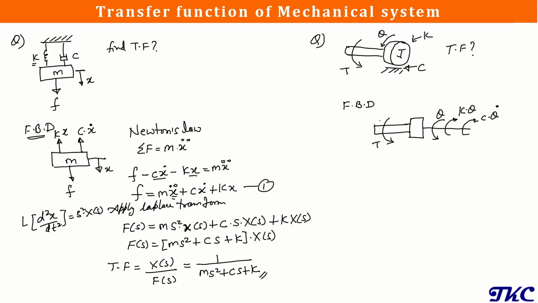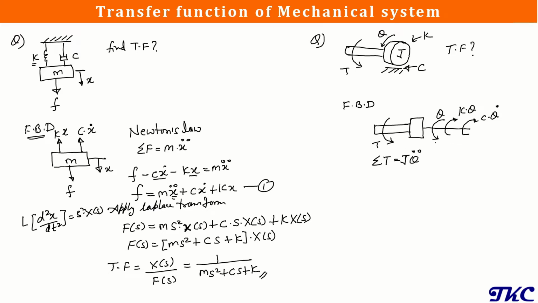So now once we have drawn the FBD, we will be applying Newton's law to get the equation of motion for this system. So here that law will be sum of T is equal to J theta double dot. So this is how we write Newton's law in case of a rotational mechanical system. So now sum of all the torque we need to find here.